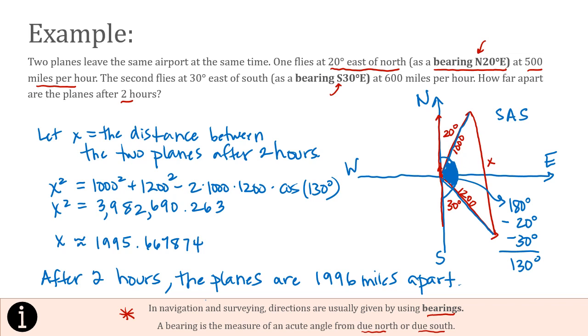So really, the computation is not bad. It's setting up the picture, and then in this case, a new thing for us to know about, which are the bearings. Bearings always start out north-south, and then they either go to the east or they go to the west.